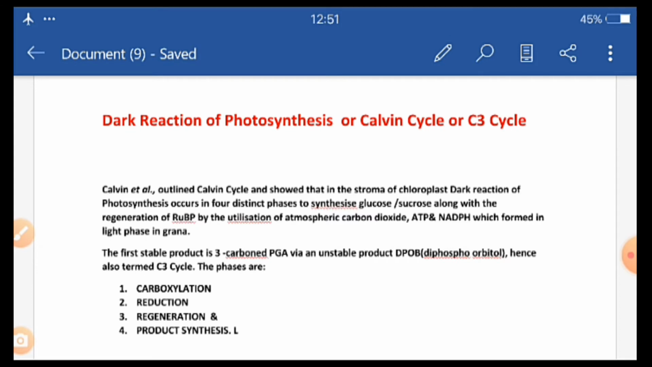In this video we will talk about the dark reaction of photosynthesis. It is also called Calvin cycle, or it may be called C3 cycle.